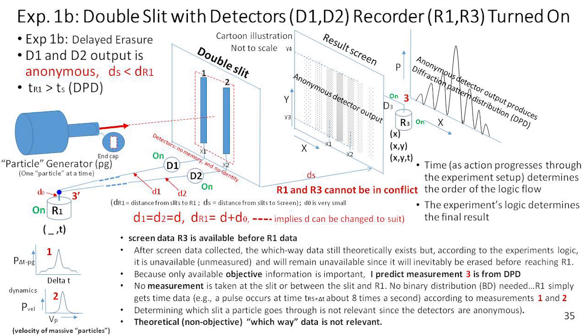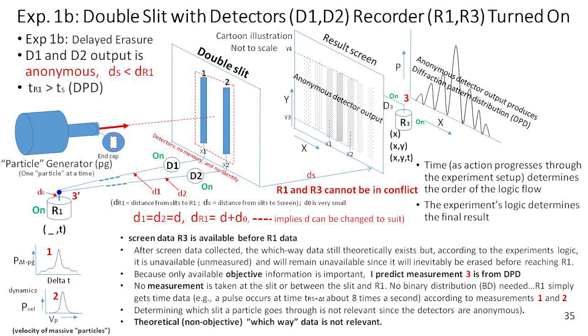Other than that, it works the same way as we talked about before. A particle will go through one slit or the other. The detector, D1 or D2, will produce a pulse. That pulse will travel down the wire until it gets to D0, and there it will descend into R1 and be recorded. So these pulses are anonymous.